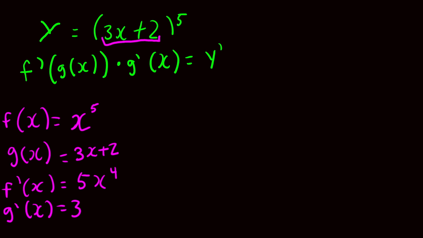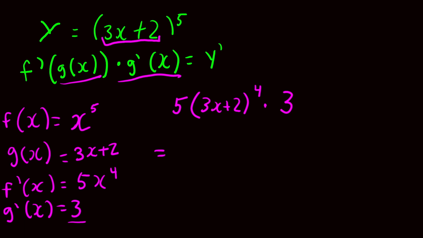So now that we have all of our ingredients to our recipe, we can start plugging things in. f prime of g of x. f prime is 5x to the fourth. So 5 times g of x. g of x is 3x plus 2, to the fourth, times g prime of x. We said g prime of x was 3. So this would equal 15 times (3x plus 2) to the fourth.